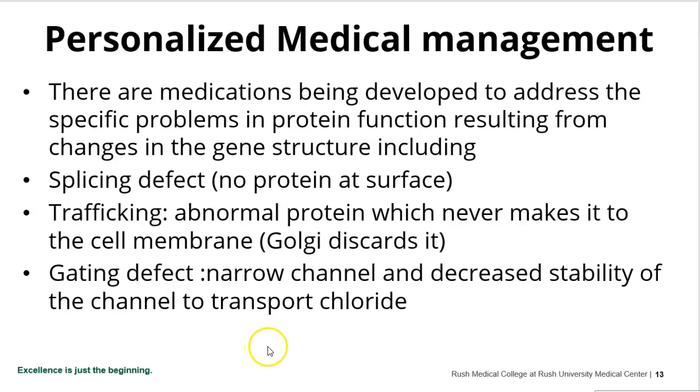So personalized medical management. There are a number of medications that are being developed to address the specific problem in the protein function resulting from the change in the gene structure. Splicing defects are when we have no protein getting onto the surface, therefore we can give one medication if you have a nonsense mutation. Trafficking defects, when we're not able to fold the protein correctly in the Golgi, we can give different medications to get into the Golgi to help kind of shove it into place. And gating defects, there are specific medications that can help that protein work better.